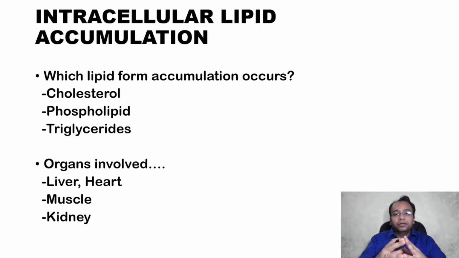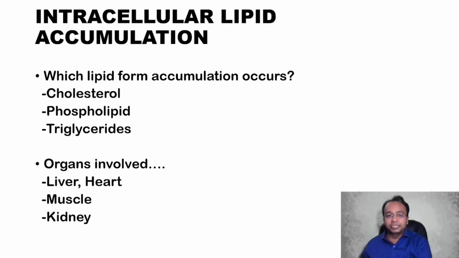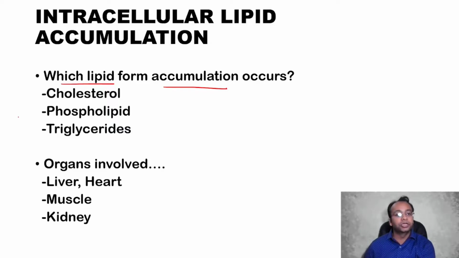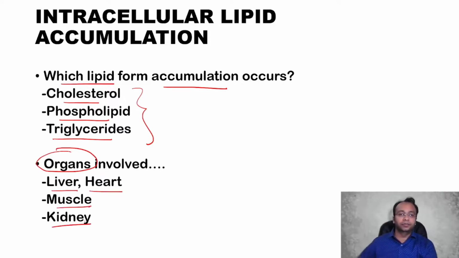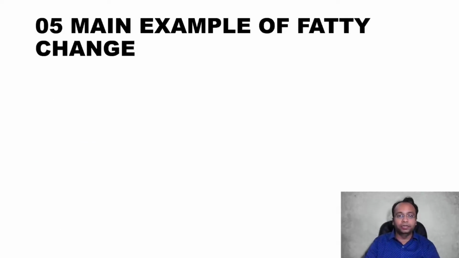So which lipid will accumulate inside the cell? Which lipid will accumulate inside the cell, which is the example of intracellular lipid accumulation. There could be accumulation of three types of lipid: cholesterol, phospholipid, and triglyceride. These three forms can get accumulated in case of an intracellular lipid accumulation. And the organs involved by fatty change are liver, heart, muscles, and the kidney. These four organs are involved commonly.